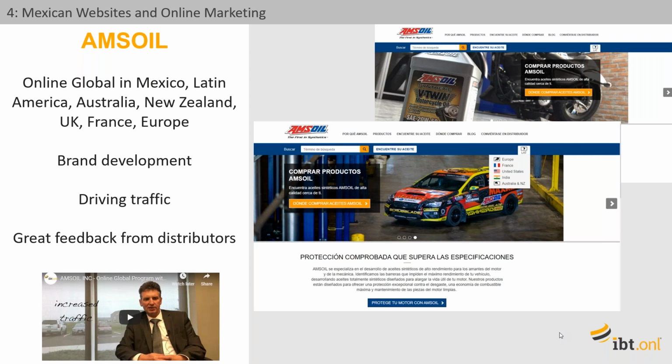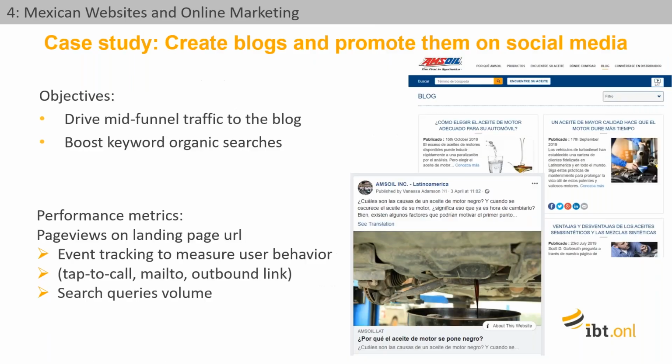So when someone thinks of motor oil, they don't think of motor oil, they think of AMSOIL for their cars or their motorbikes. And then they drive traffic to the local in-market partner who's the distributor for that, for example, the Mexican market. So again, these websites were created for the local distributors to be used by them, but also for the company to increase brand recognition. And one of the key ways of doing that is obviously to use the website in online marketing. In the case of AMSOIL, through social media and particularly through creating blogs and Facebook campaigns for them.